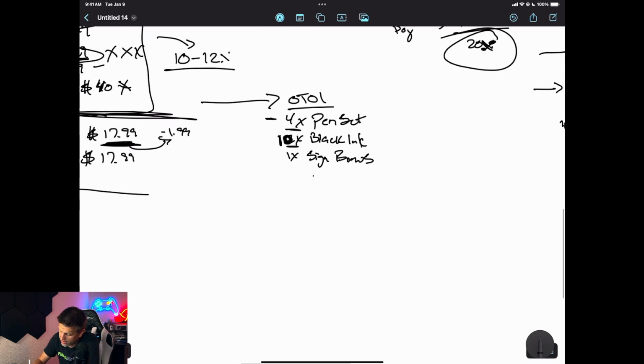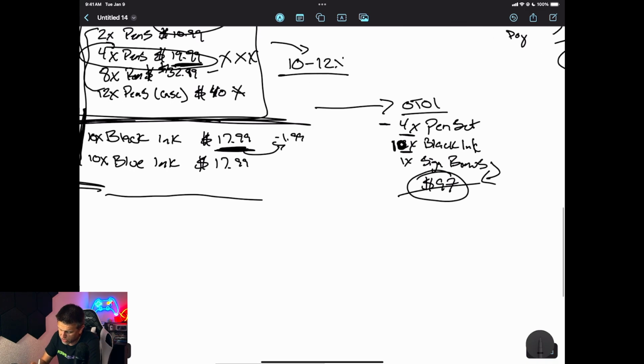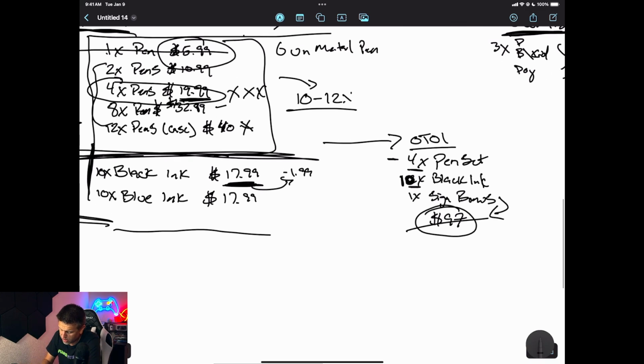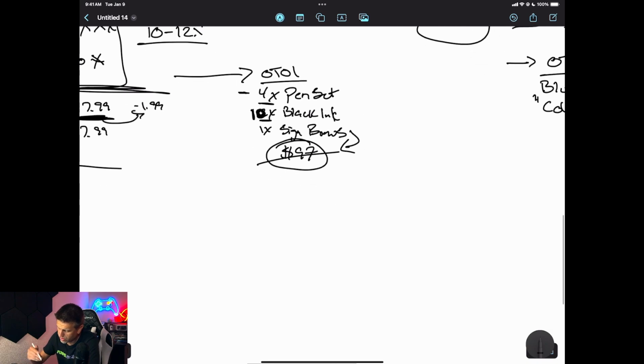So you could then say it has a value of $97 because of this bonus right here. Because of the bonus, it increases the perceived value. You could say it's 97, but no, you're not going to pay 97. If you act right now and pick this thing up, all you have to do is keep it lower than this price. So instead of $38, bring it down.